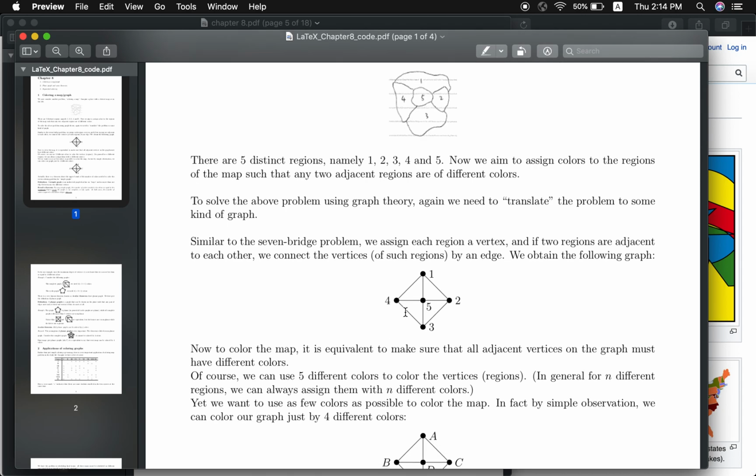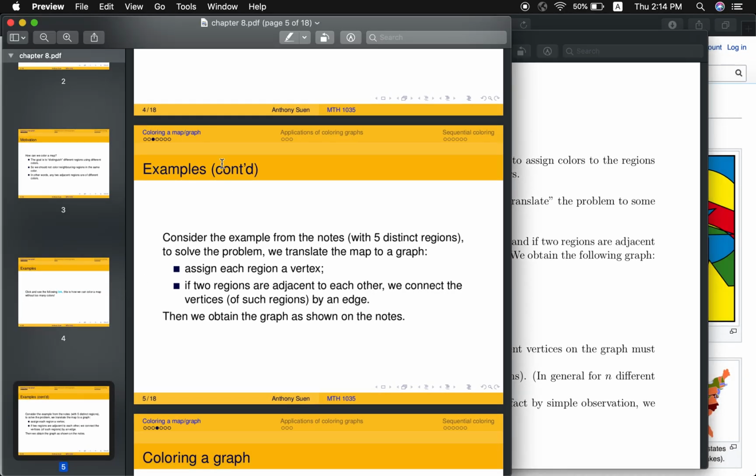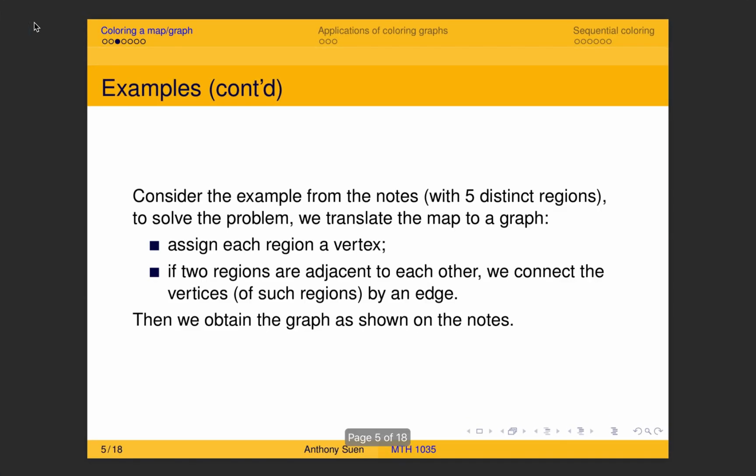So very, very easy. We just translate that into this graph. Now we just do our problem on this graph. So everything now is just on this graph. We don't even have to refer back to the map. Of course, after we solve the problem, we can just go back to the original map and get the corresponding colorings. But at this moment, we just focus on the graph.